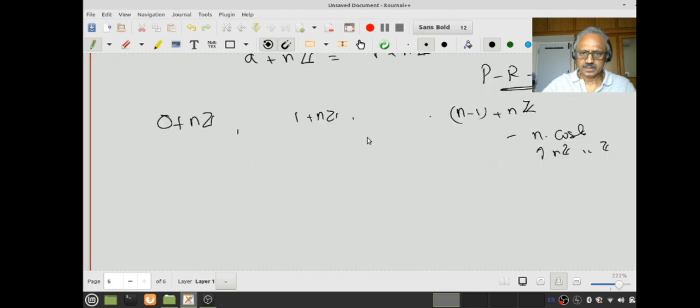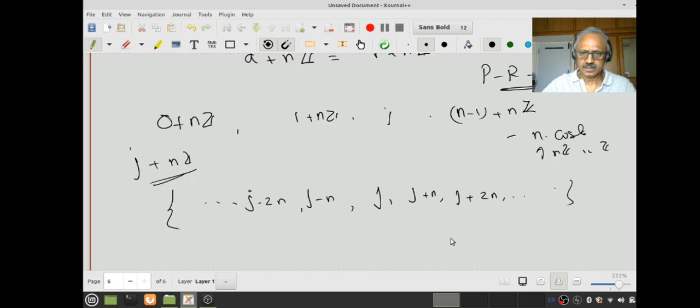And how do the elements of this come? Let us start with j here. It is j plus n, j plus n plus n, that is j plus 2n, and so on. Here j minus n, j minus 2n, etc. This is your j plus nZ. Notice that the coset is nothing other than a two-sided arithmetic progression, starting with j and with common difference n. Do you follow that?